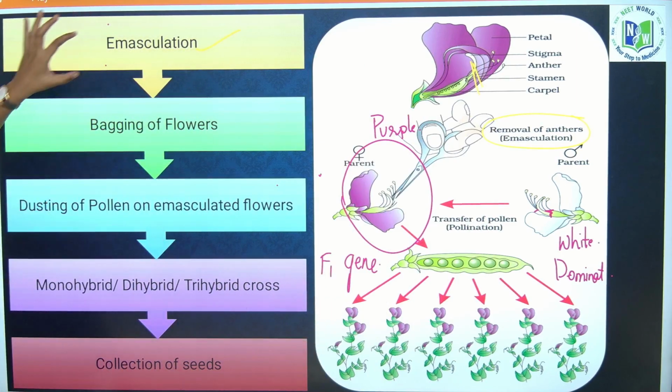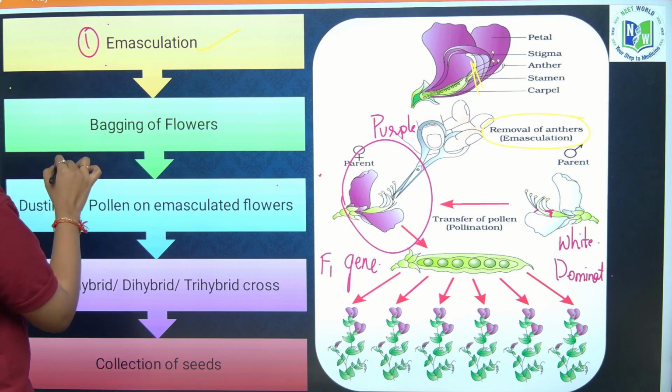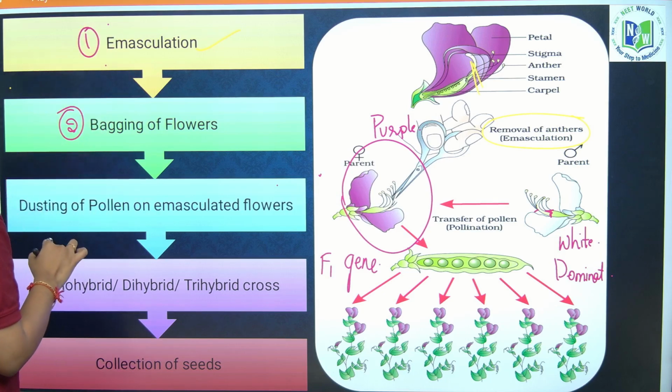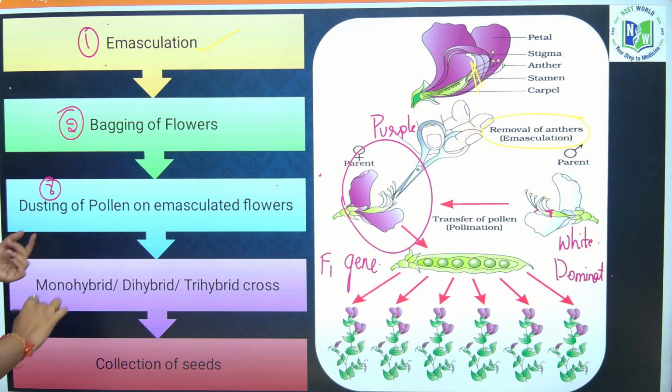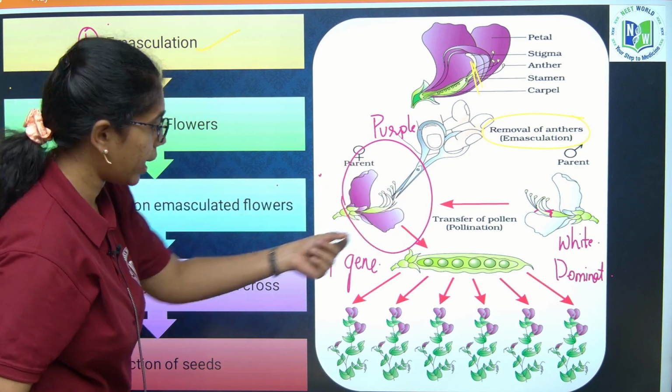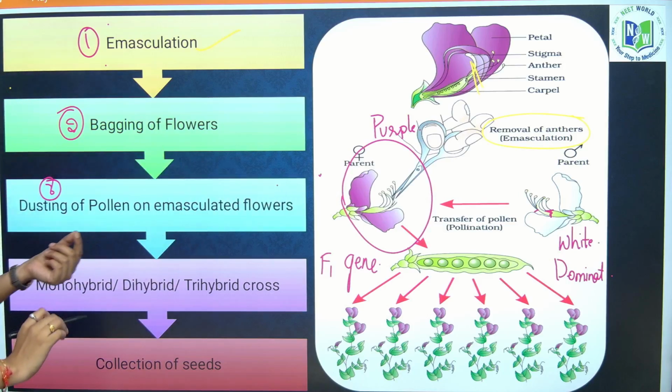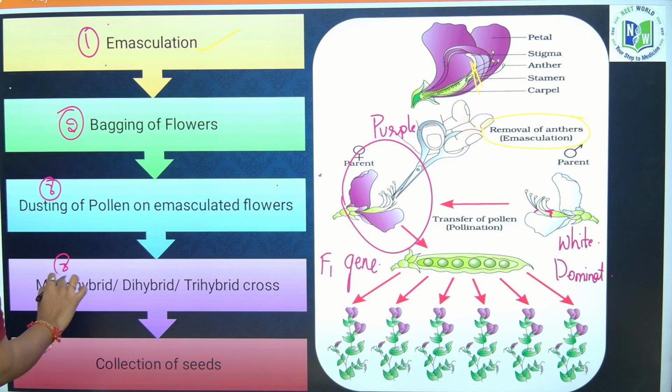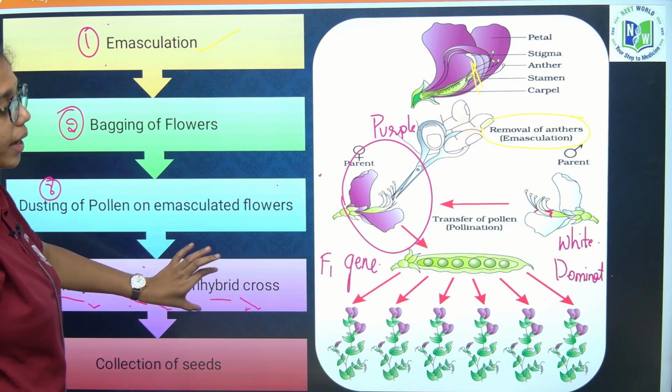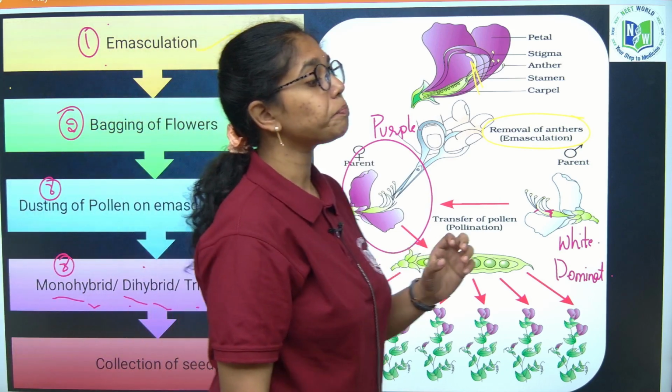Okay. So, what are we doing? First we are emasculating the anthers, second we are bagging the flower, third we are dusting the pollen of the recessive trait on the stigma of this emasculated flower. Then, we can conduct either monohybrid, dihybrid or trihybrid crosses. How can we conduct dihybrid and trihybrid crosses?